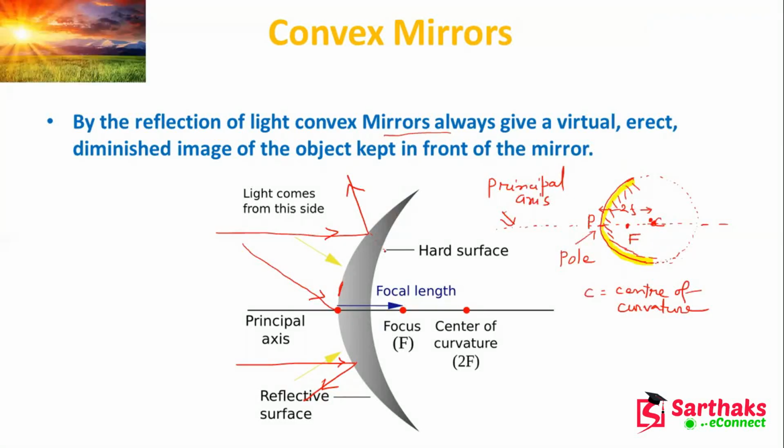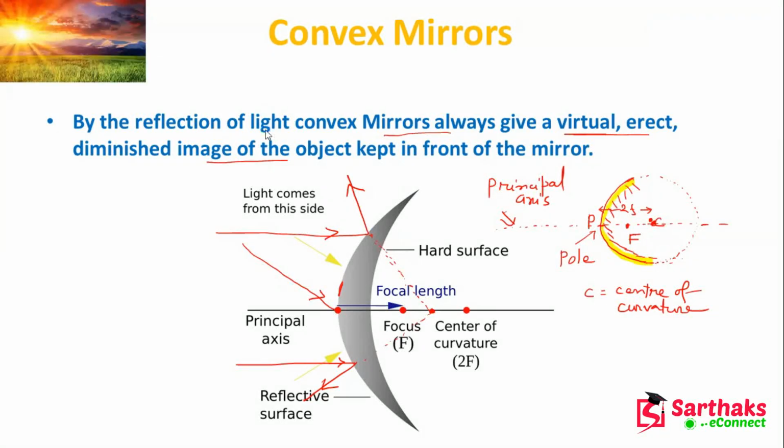So if you extend these lines, you can find out where the image will be. Some image will be at this point. So this is the image, and that means there will always be a virtual, erect, meaning straight, and diminished image of the object kept in front of the mirror.